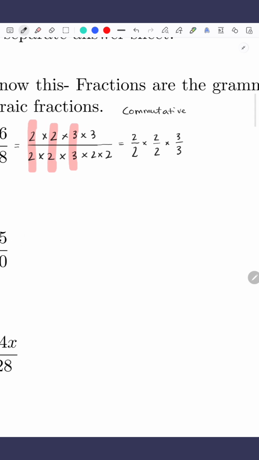And then it's easier to see what effect this has. And what's left, if we just highlight it, is a 3 on the top and 2 times 2 on the bottom. So we put that in one single fraction. And in fact, let's just go ahead and do 2 times 2, that's 4.